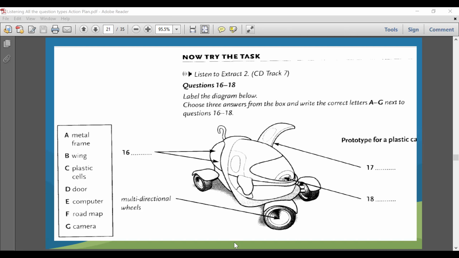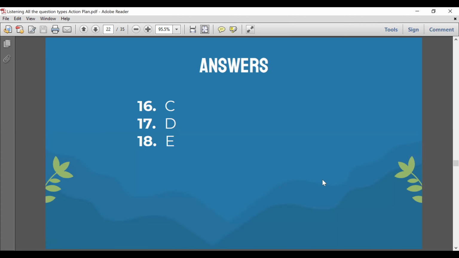So car will be fitted with a computer near the steering wheel. तो ये आप देख सकते हो ये एरो भी स्टीयरिंग व्हील की तरफ इशारा करता है. So answer of 18 is going to be computer. So answer of 18 is going to be E. So ये आपके आंसर्स है. Answer of 16 is going to be C, 17 is going to be D, and 18 is going to be E. How many of you got all correct answers? I would like to know. How many of you got all correct answers?